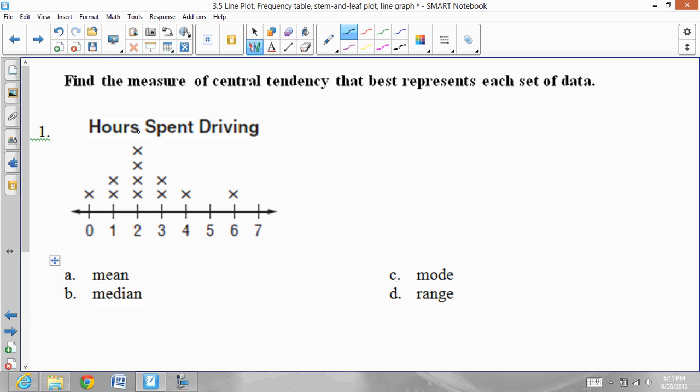Now let's focus on this question. Find the measure of central tendency, which basically means they are asking you for the mean, median, mode, and range, and they are asking you which one would be the best to represent each set of data.